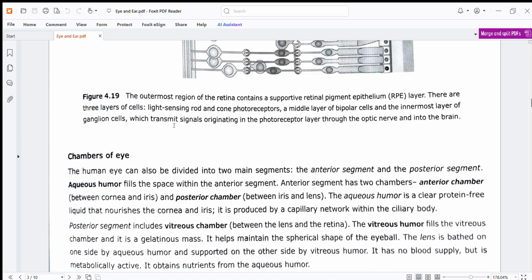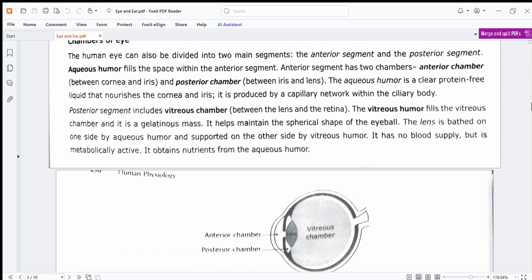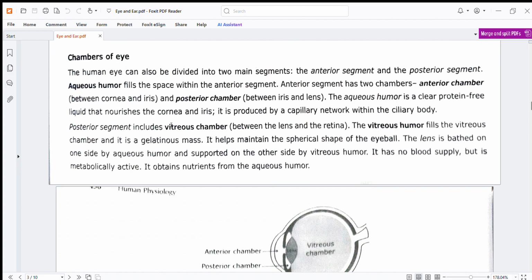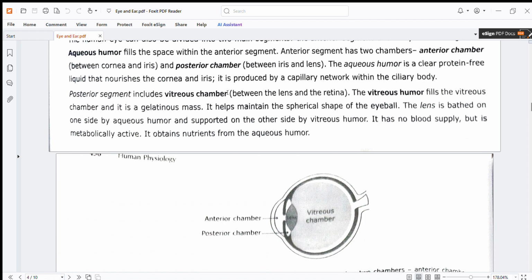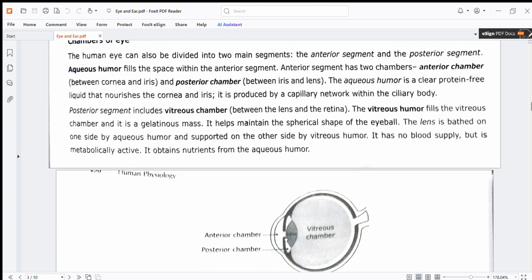Chambers of the eye. The human eye can also be divided into two main segments, the anterior segment and the posterior segment. Aqueous humor fills the space within the anterior segment. This is the anterior segment filled with the aqueous humor. The anterior segment has two chambers, the anterior chamber between the cornea and iris. This is the cornea and this one is the iris.